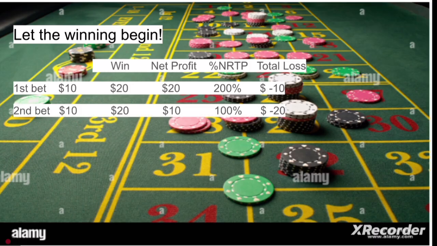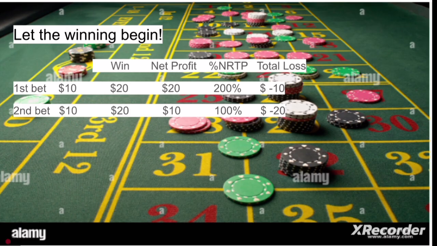In the Fibonacci sequence, if you want to stick straight to it, you're supposed to bet whatever your starting bet is twice. So we're going to bet another $10. Again, that wins us $20. But now our net profit is just $10, not $20, because the $20 win that we get in the second step has to now pay for the $10 loss. So we've only netted $10. So this is now a net return to player of 100%.